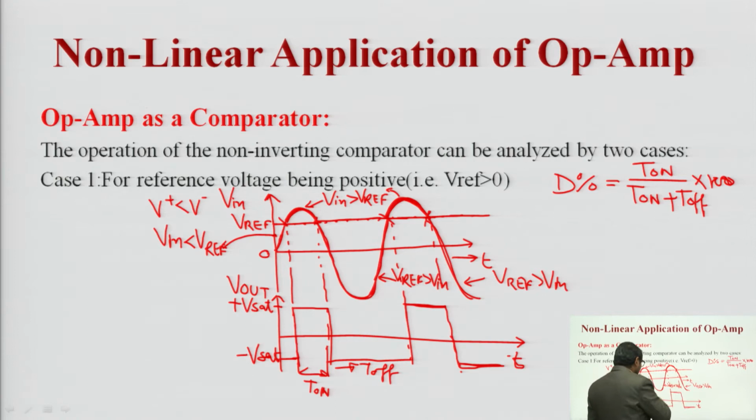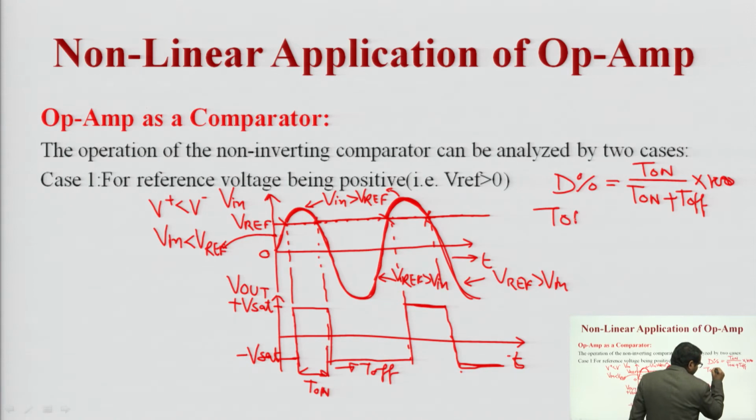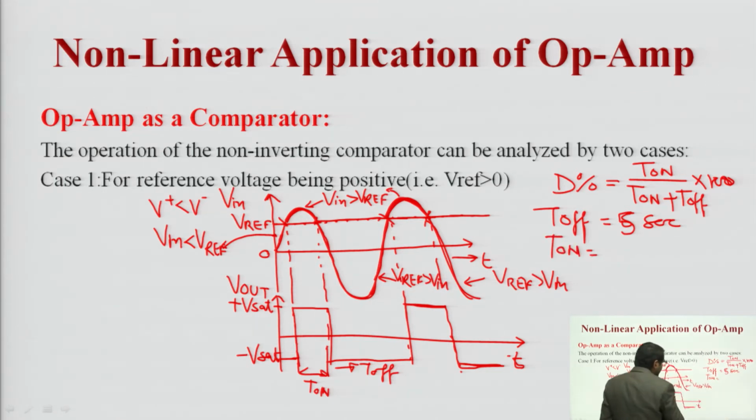So, this square wave clearly shows that T off is greater than T on. If T off is greater than T on, or T on is greater than T off, then the duty cycle is not a 50% duty cycle. Let us consider T off is 5 seconds, for example, and T on is clearly less than T off.